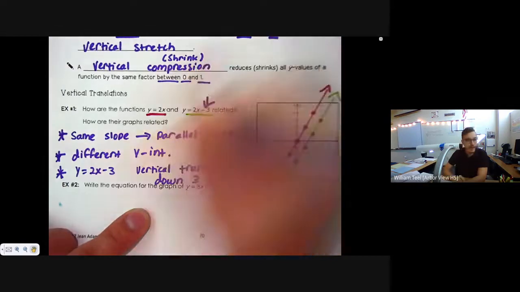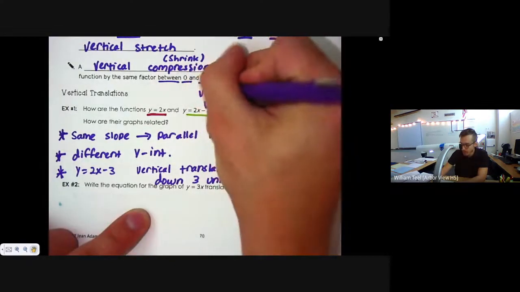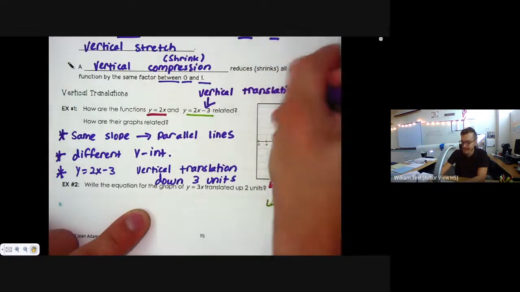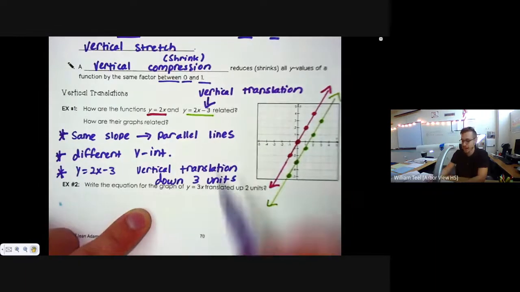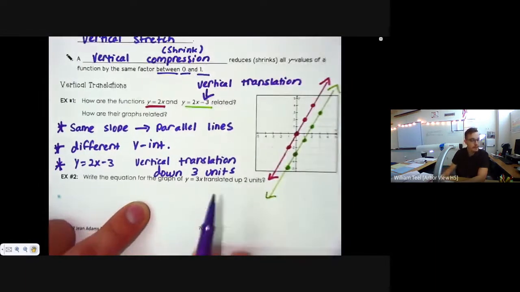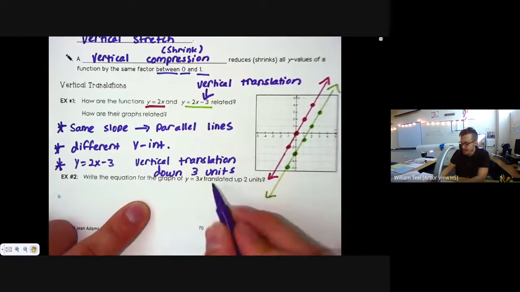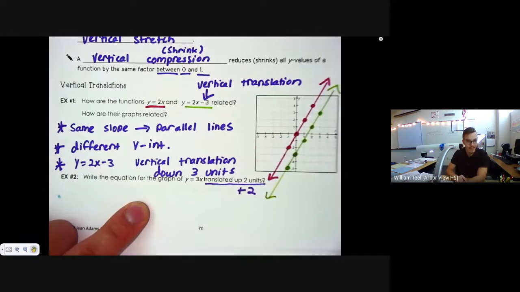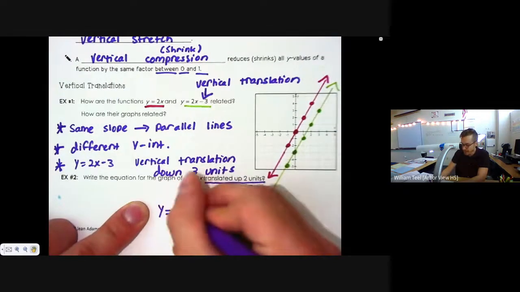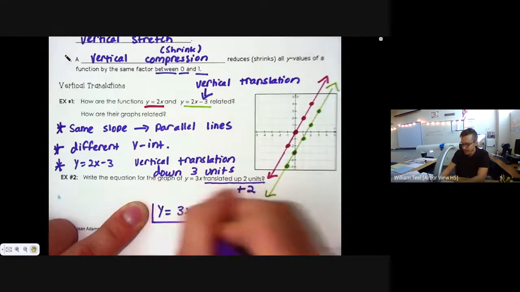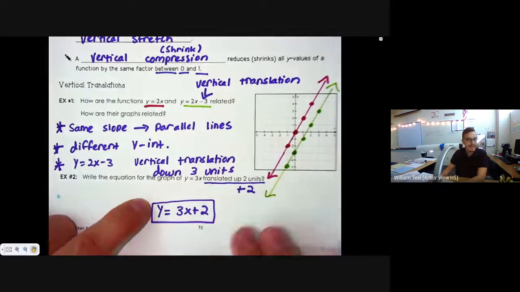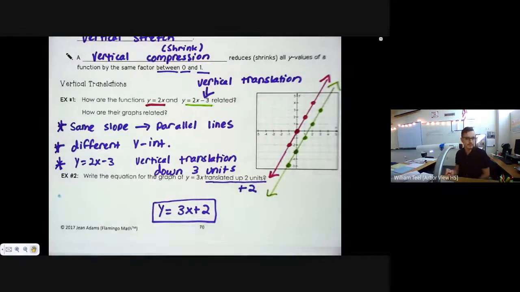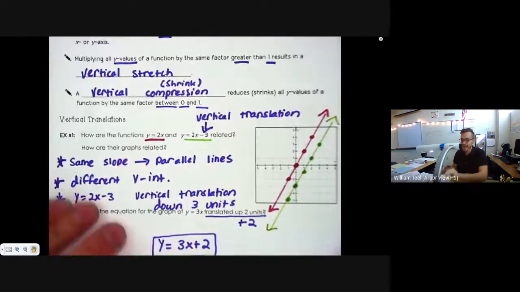This number on the outside tells us our vertical translation. If it's a negative number, that means we're shifting down. If it's a positive number, that means we're shifting up. We're looking at the number on the outside. So if we're trying to write an equation that is translated up 2 units, that means we are adding 2 to the outside of the equation. So all we're looking at is y equals 3x plus 2. And that is the equation for a graph that is translated up 2 units from y equals 3x. All right, let's look at the next page.